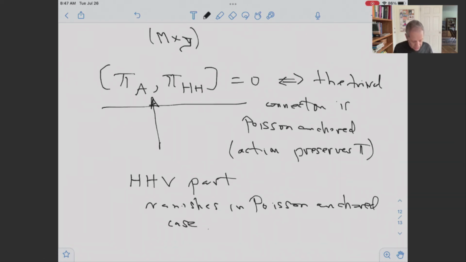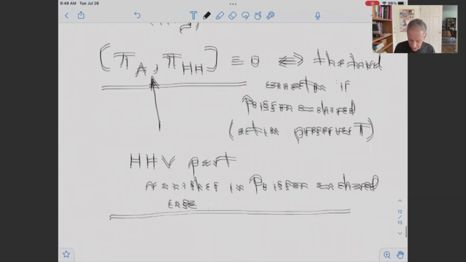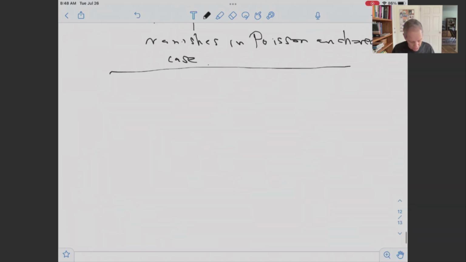And it's not clear what the other components give, but they involve the curvature of the connection. So you can't expect this to be 0 for a general connection. And the vertical parts involve the curvature of the connection. So that still remains to be worked out.